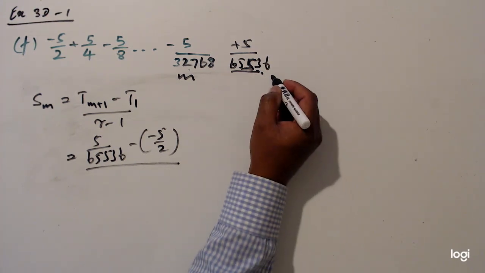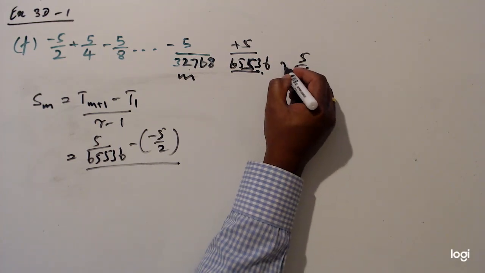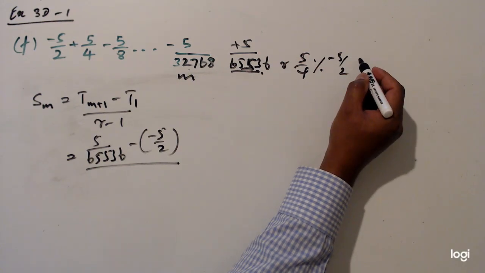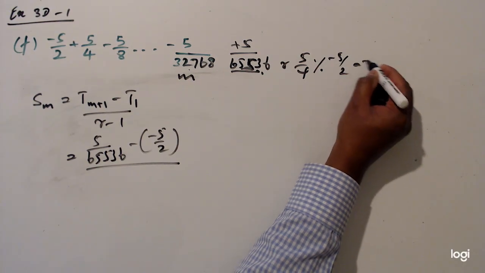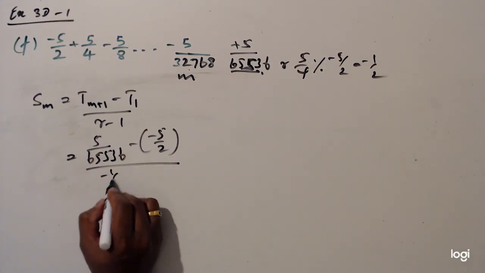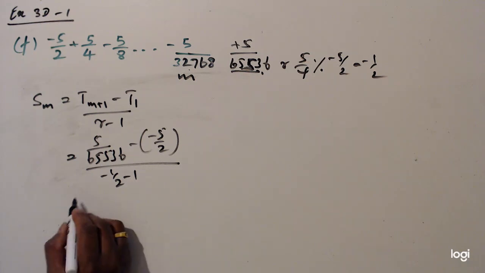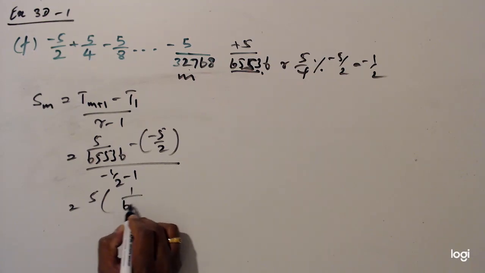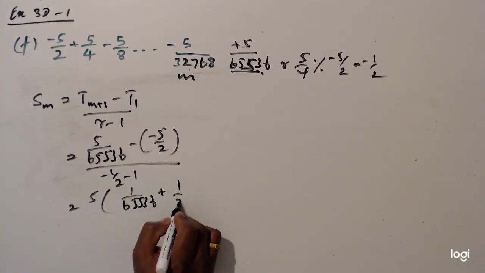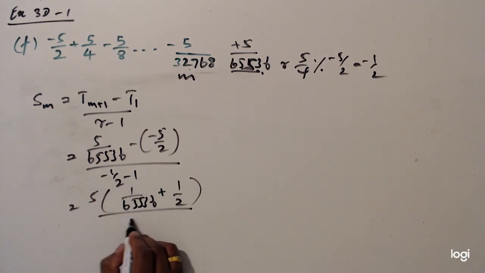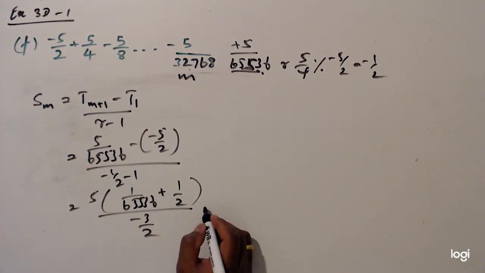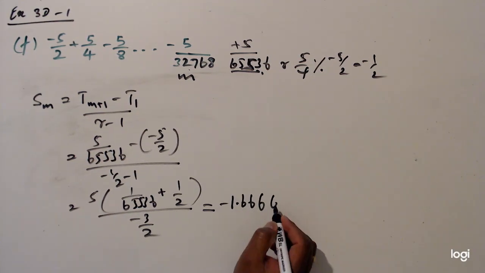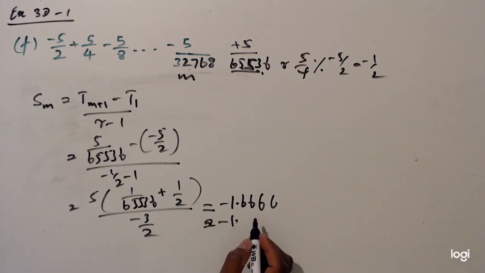R is 5 over 4 divided by minus 5 over 4. That is going to be minus half. So then minus half minus 1. So actually I can factorize 5 out. So 1 over 65536 plus half over this is minus 3 over 2. So when you simplify this one, you should get minus 1.6666, basically approximately 1.67.